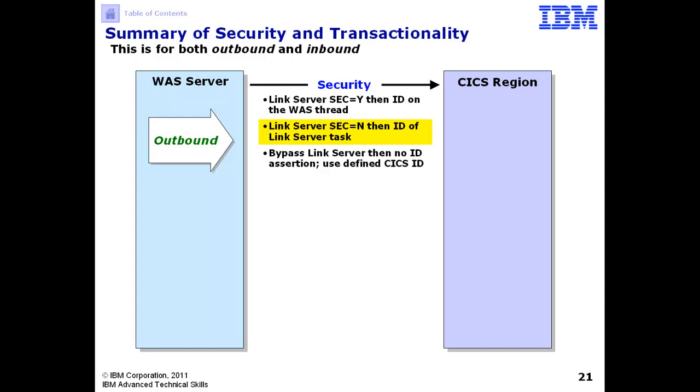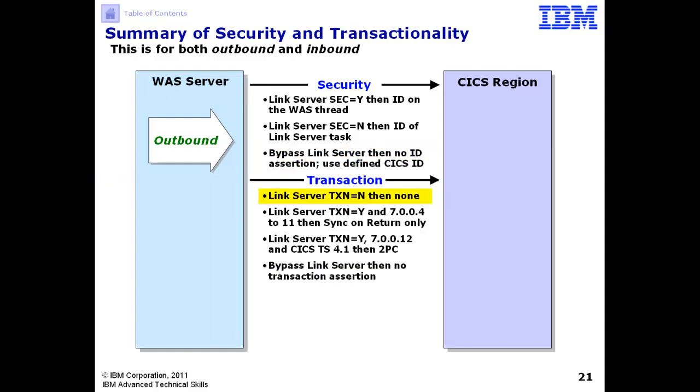Or you may bypass the link server task entirely. If so, then no identity is asserted and the ID defined to your program in CICS is used. If you specify transaction equals no, then no transaction started in WAS is propagated into CICS. If you specify transaction equals yes, and you're at a level of WebSphere Application Server between 7.0.0.4 and 7.0.0.11, then you are limited to sync on return only. That restriction is relieved starting with 7.0.0.12.